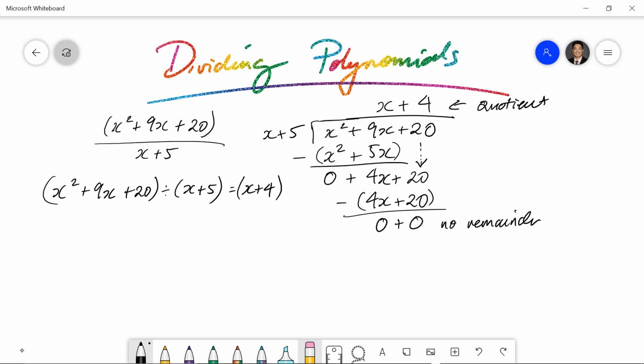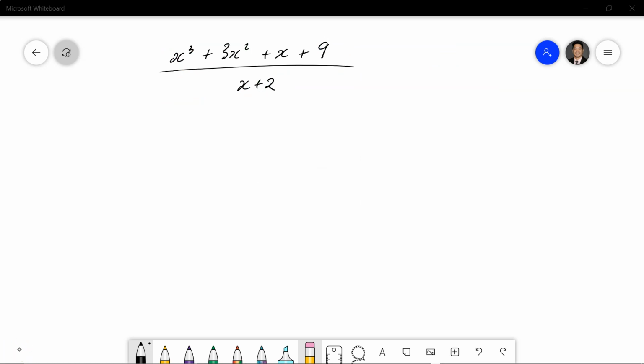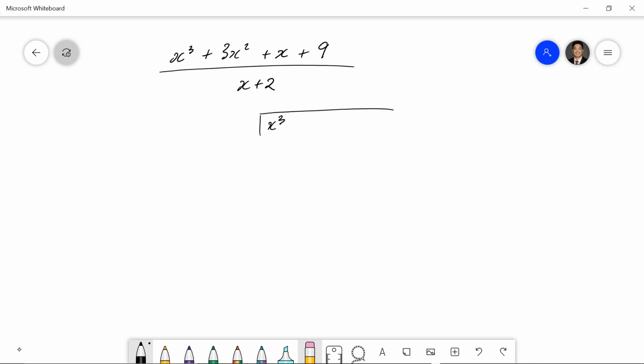And the way that you can check things, you can expand the brackets. So we could say that x plus 5 times x plus 4 should expand out to x squared plus 9x plus 20. Okay. Let's move on to another question. So here we have a polynomial with degree 3, being that the leading term has a power of 3, and it's divided by another linear expression. So we've got a cubic function divided by a linear expression, and we'll put that in our long division structure.